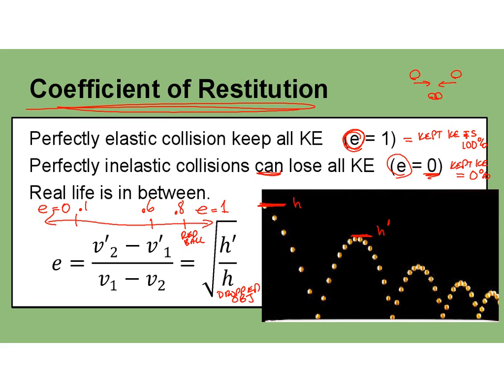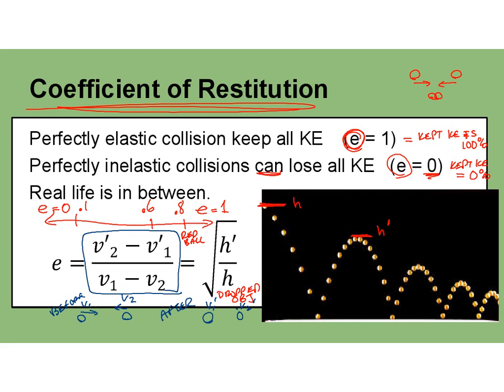On the other hand, if I have two objects that crash together, here's a ball coming this way at V1, and here's a ball headed some direction at V2. There's my before. Afterwards, I would have V1 prime and V2 prime. If I take the ratio of the velocity, the difference of the velocities after the crash divided by the difference of the velocities before the crash, then that's another way to get this coefficient of restitution.